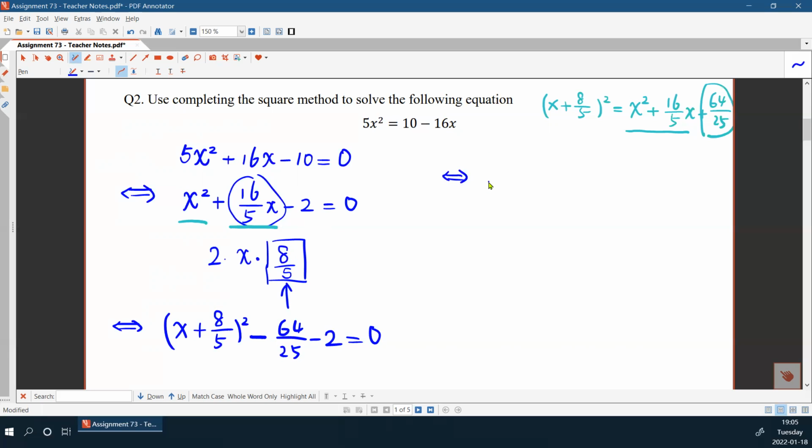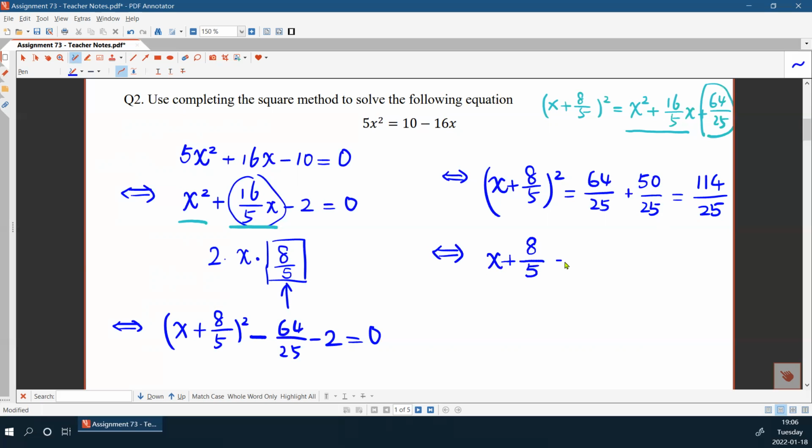And the new equation is equivalent to (x plus 8/5) squared equals, then move all the constants to the other side, which is 64/25 plus 2. 2 is actually 50/25, right? Then we'll get 114/25. Okay, so this means x plus 8/5 equals either positive or negative square root of 114 over square root of 25, which is 5, right? Therefore, the final solution is x equals -8, positive or negative square root of 114, over 5. So this is our final solution.